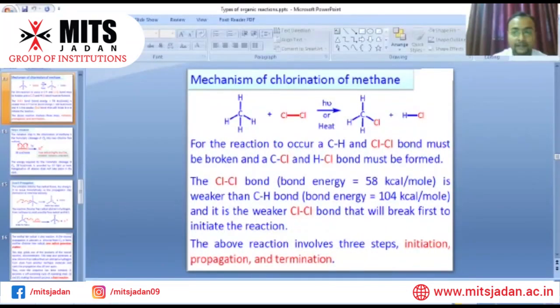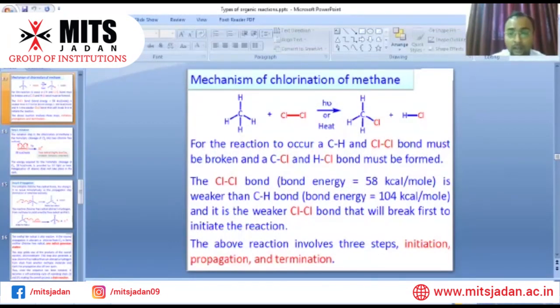The products are methyl chloride and HCl. Again, there is a carbon hydrogen bond, and a bond between hydrogen and chlorine is formed. Since the Cl-Cl bond energy is clearly lower, at 58, the weaker Cl-Cl bond will break first to initiate this reaction, and this reaction is initiated by either sunlight or heat.